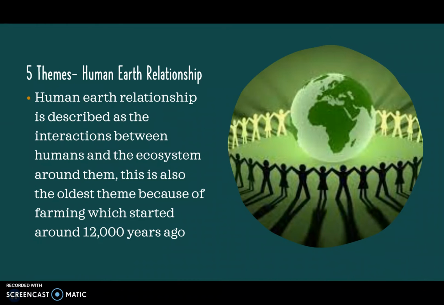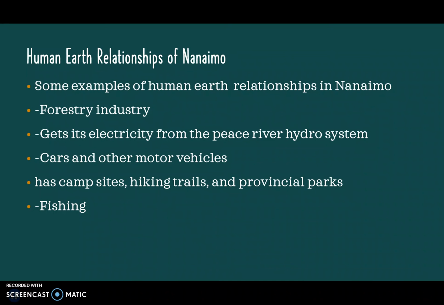Human-Earth relationship. Human-Earth relationship is described by the interaction between humans and the ecosystem around them. For example, some human-Earth relationships in Nanaimo are the forestry industry. They get their electricity from the Peace River hydro system.